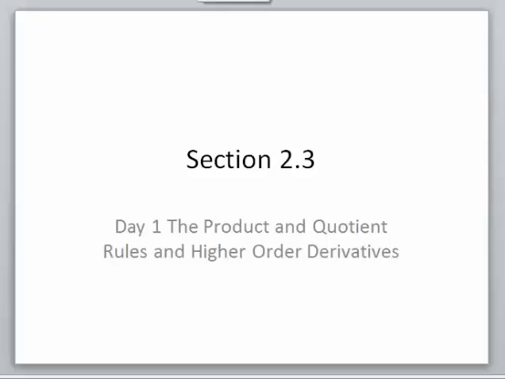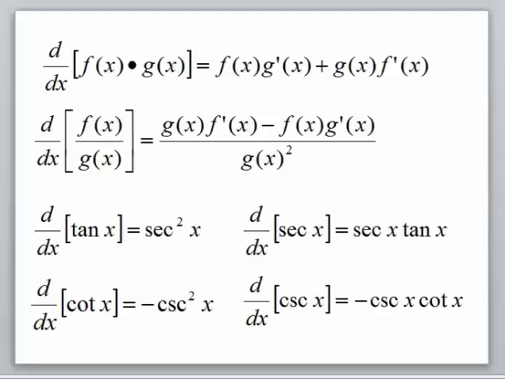Alright, in this first day, we're starting a new section and we're going to start to talk about product rules and quotient rules and higher order derivatives. So to get started with this, let's go ahead and talk about what is a product rule, what is a quotient rule. A product rule can be used anytime you have two functions that are being multiplied together.